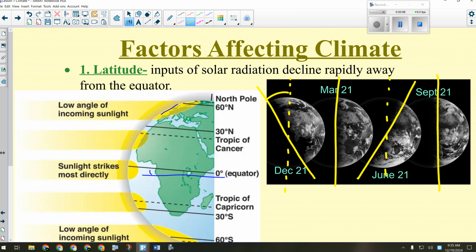Could you use latitude for any city? Yes, latitude always affects your climate. It doesn't matter where you are on Earth. Latitude is a factor that affects everybody. I don't see a lot of people writing that down, but that's like a big gimme. You can always write latitude if a question is asking about what factors might affect this place. Latitude will always affect it, because every place on Earth has a latitude, be it large or small.